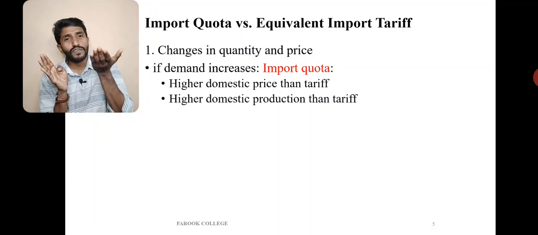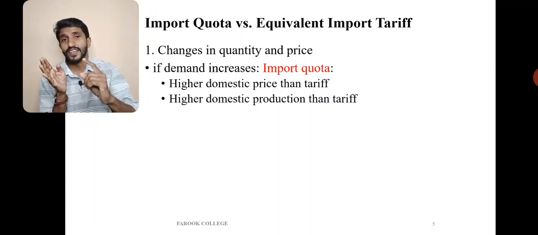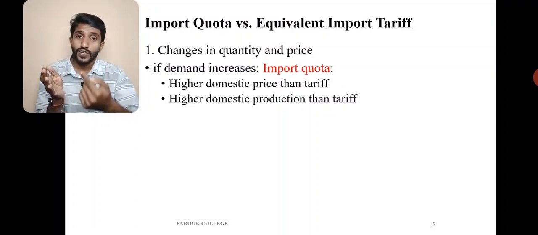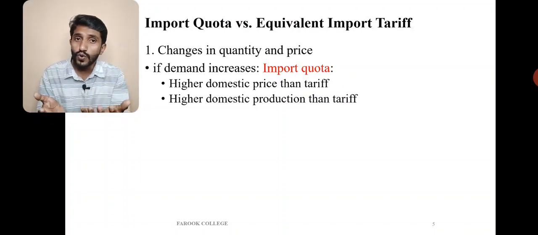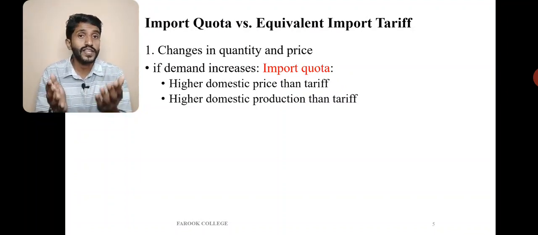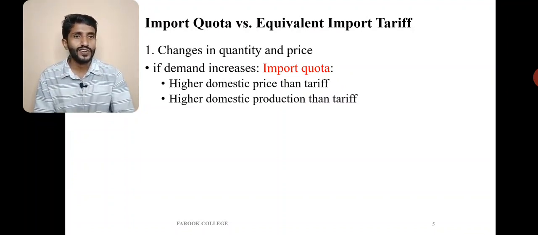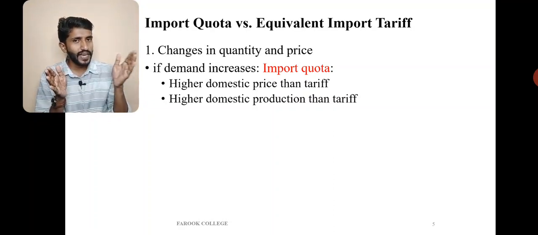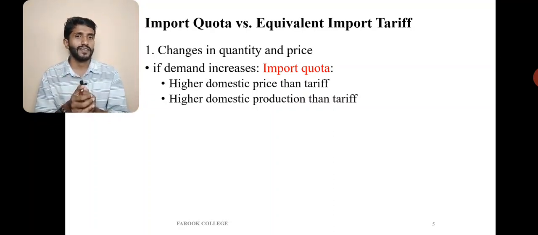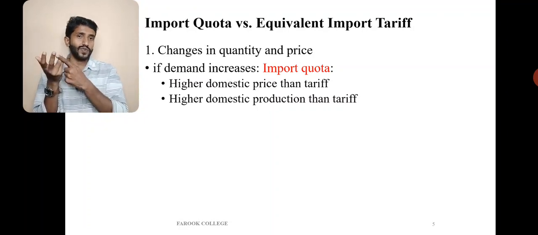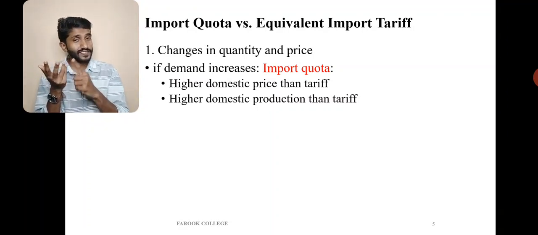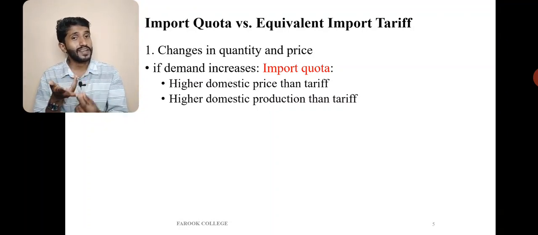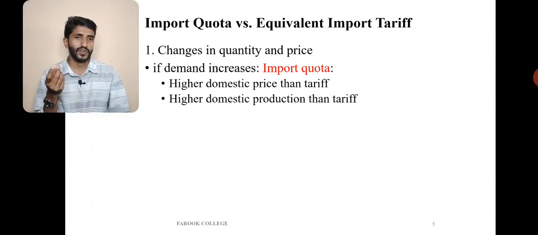If the price of the product increases, there is a high possibility that the domestic producers also produce that product. So the domestic production also will increase, higher domestic production than tariff. So if we compare to tariff, two things happen here. Demand will increase and price will increase. So once the price increases, automatically the domestic production also will increase.